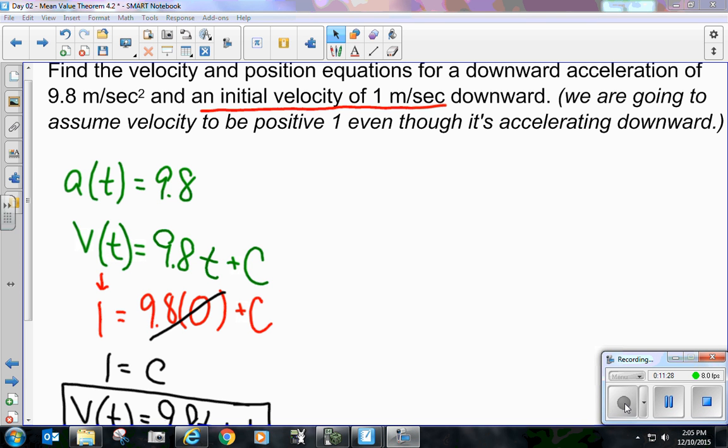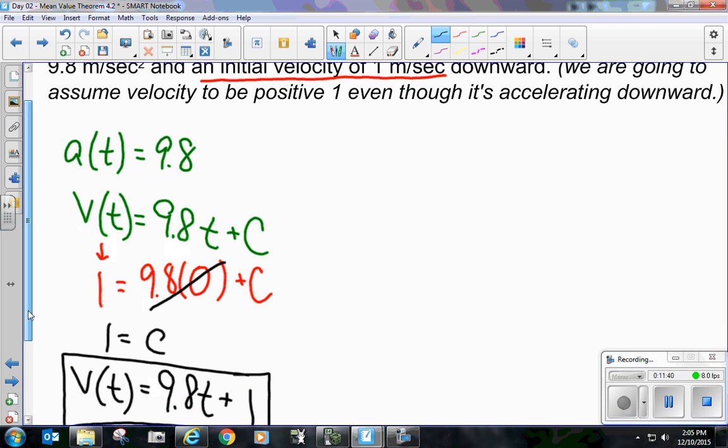Position is what? Compared to what? What is position? It's the antiderivative of velocity. Okay? Notice we're just working backward here. So, if I have velocity equals 9.8t plus 1, I can find position by working backwards.